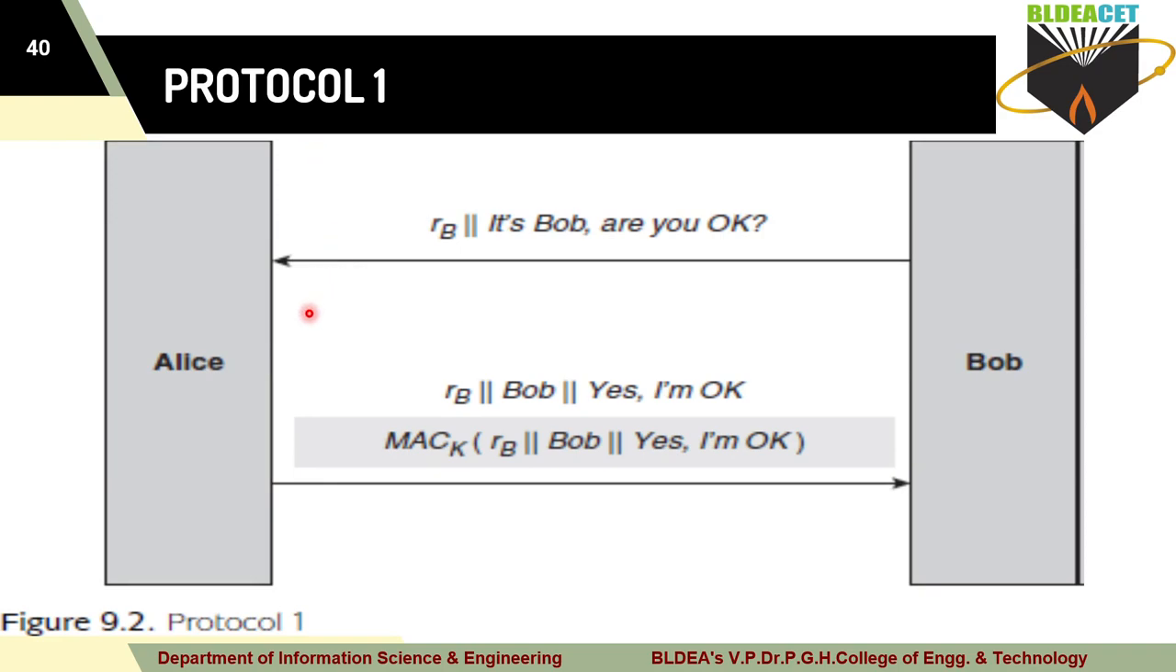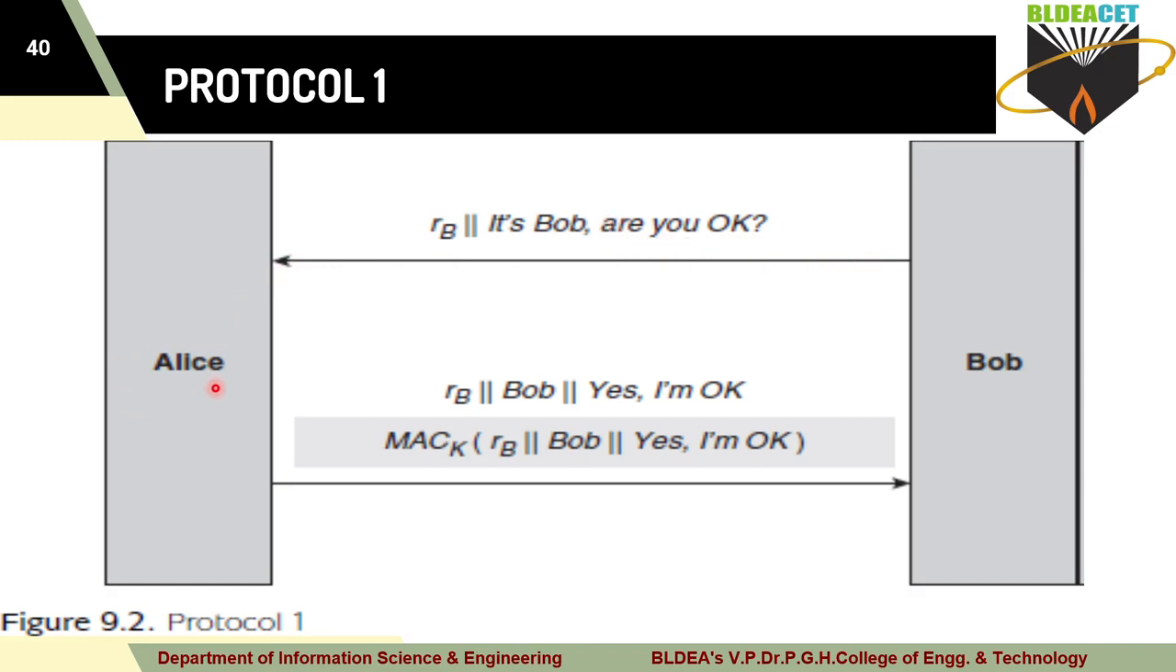In protocol 1, Bob will send Alice a message. This message contains the nonce of Bob, RB. Only Bob knows which pseudo random generator is used to generate the nonce, and with the help of that source Bob generates the nonce RB, concatenated with Bob's identification. "Are you okay?" is the message, and Bob sends this message to Alice.